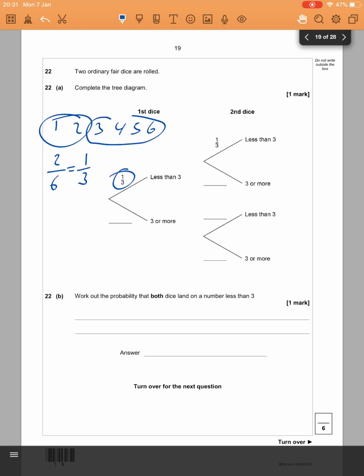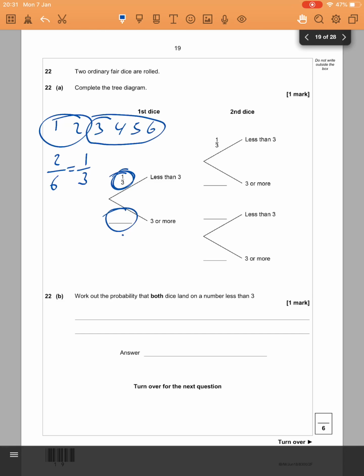So what then is the probability of getting 3 or more? So here's 3 or more. What's the probability of getting 3 or more? You could also work it out by remembering that both of these branches, this one and this one, must add up to 1. So that's a second way of working out the probability that goes here. And if you've rolled the dice once, rolling it a second time gives you exactly the same probabilities.